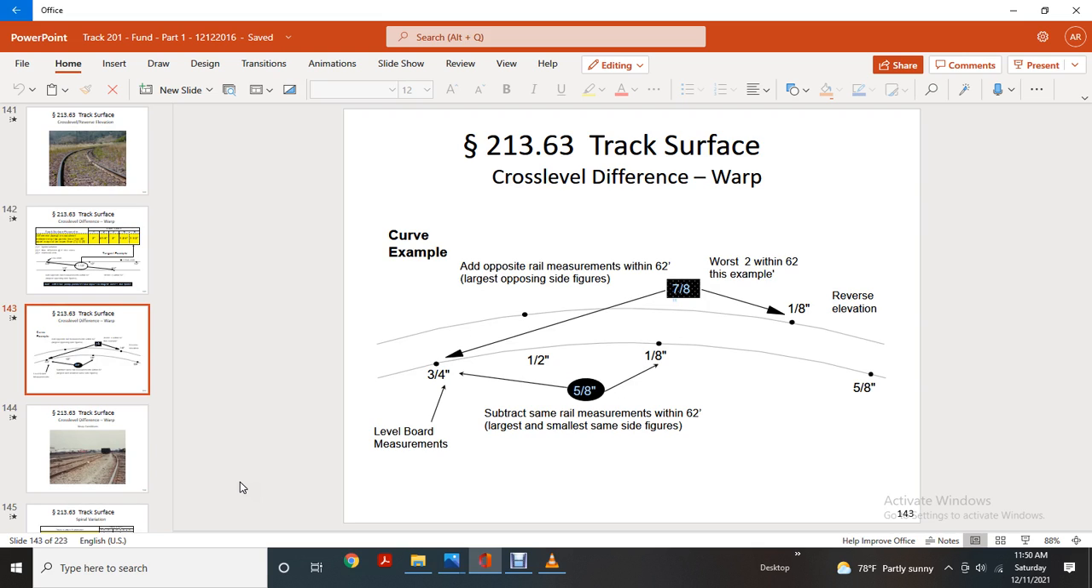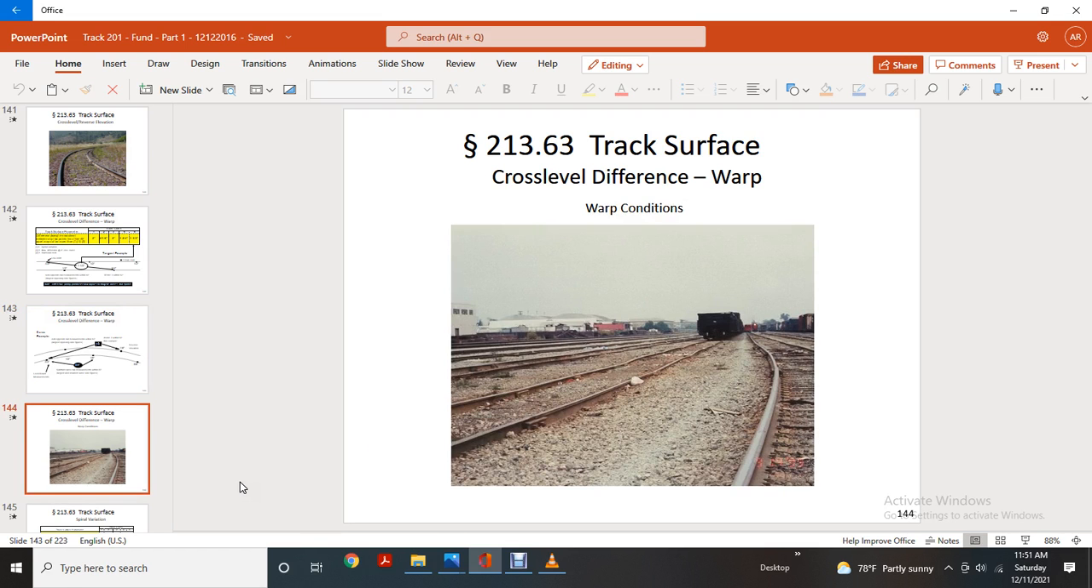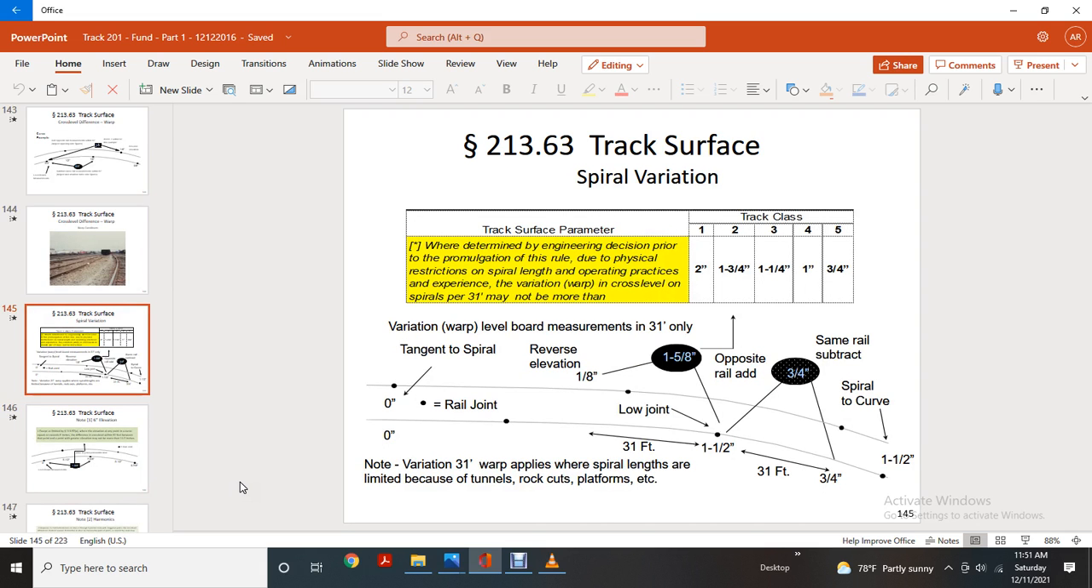Track surface, cross level: the difference in warp, then opposite the requirements of the 62 foot largest opposing figures. Level board measurement 3.25, subtract same rail measurement of the 62 foot, 1.5 inch, 1/8 inch, 1/8 of an inch, reverse elevation 5/8 of an inch, worst 2 within 62 feet, with this example. Cross level difference of the warp with the warp conditions. Track surface spiral deviation, spiral variation determination: engineering design, propagation of the rule due to the physical restriction of the spiral; take a look at past experience.